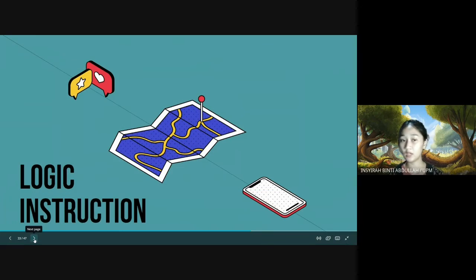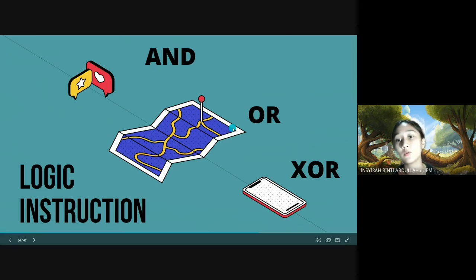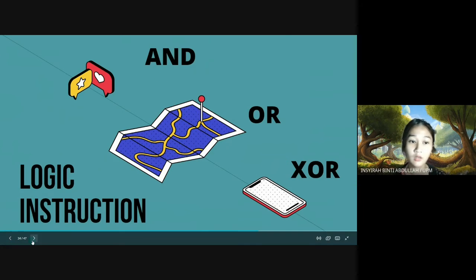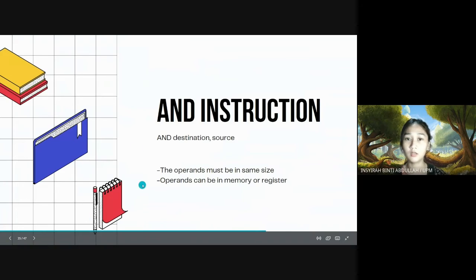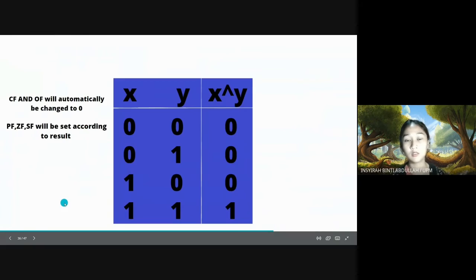There are three instructions that I will be explaining. First one will be AND, OR, and XOR. For the AND instruction, the syntax will be AND, destination, and source, and the operands must be the same size. The operands can be in memory or register. This is the logic table for AND.